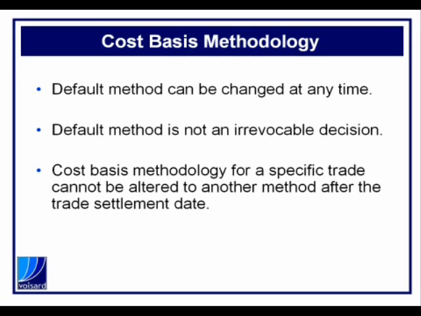So if we go into a trade, use high cost, and then later we say, we would have been better off if we would have used a low cost methodology. If the trade is already settled, you cannot change your mind. It is etched in stone, and that's essentially what the custodian will be reporting to the IRS.